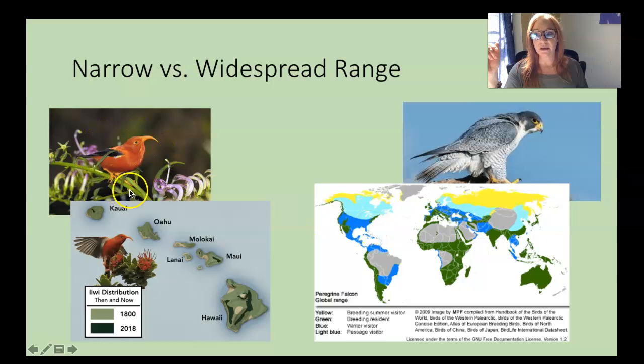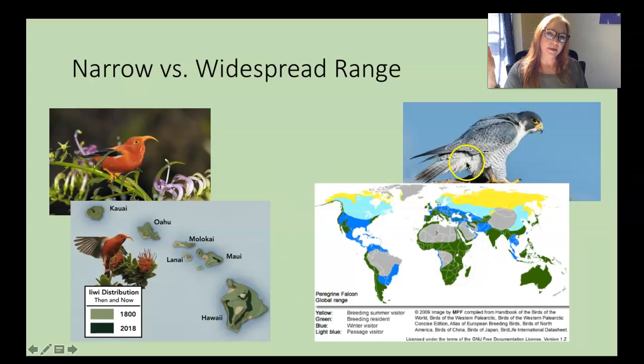So this over here is an example of a narrow range organism. This is an iwi. Yeah, it's a Hawaiian honeycreeper bird. Look how cute they are, you guys. They are only found in the Hawaiian Islands. That's it. That's the only place they are, okay?